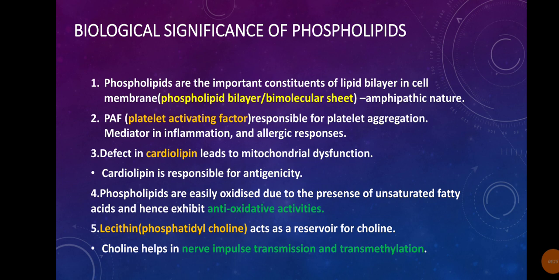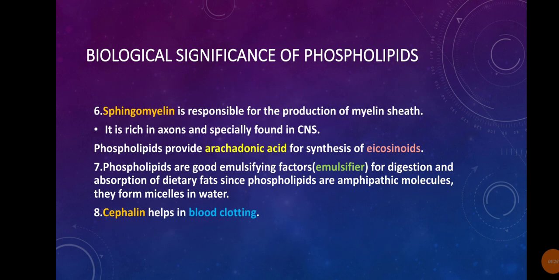Phospholipids are easily oxidized due to the presence of unsaturated fatty acids and hence exhibit antioxidative activities. Lecithin, a phosphatidylcholine, acts as a reservoir for choline. Choline helps in nerve impulse transmission and transmethylation. Biological significance of phospholipids, continuation. Sphingomyelin is responsible for the production of the myelin sheath. It is rich in axons and especially found in the central nervous system.